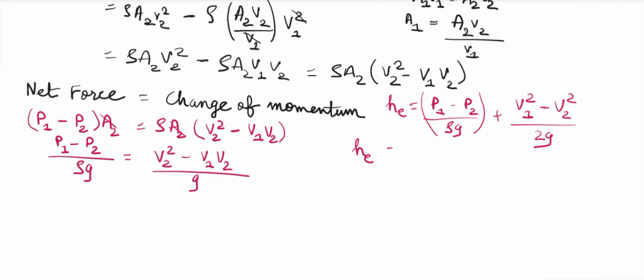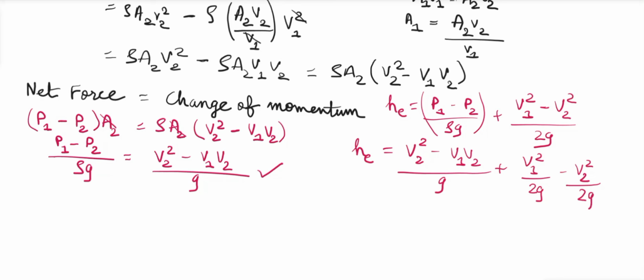Therefore, He will be equal to V2 square minus V1 V2 by g plus, separating the terms, V1 square by 2g minus V2 square by 2g. Therefore, we can write He is equal to V2 square by g minus V1 V2 by g plus V1 square by 2g minus V2 square by 2g.